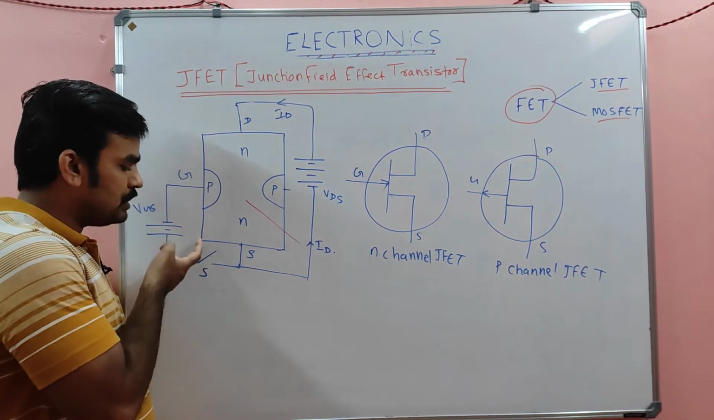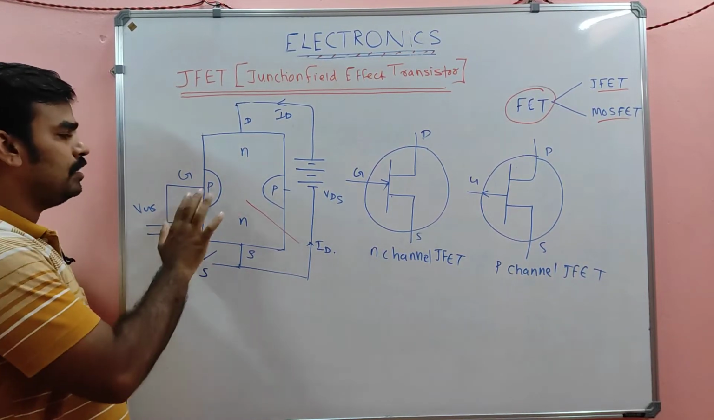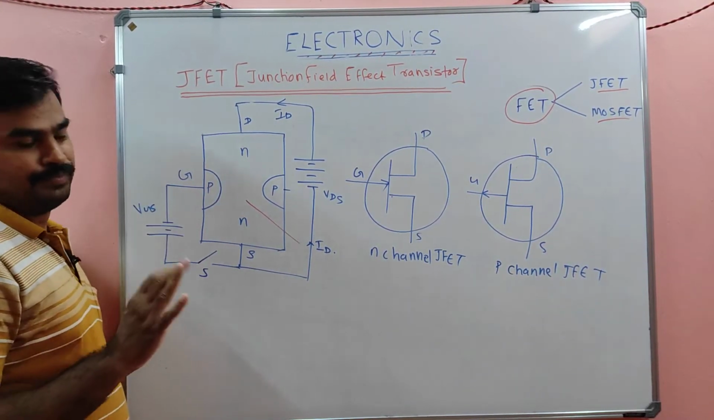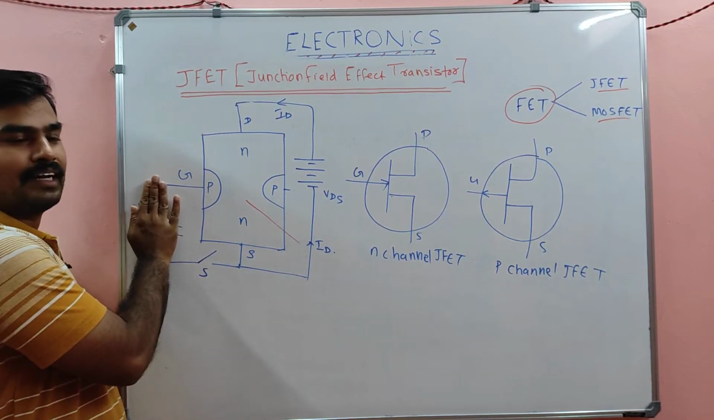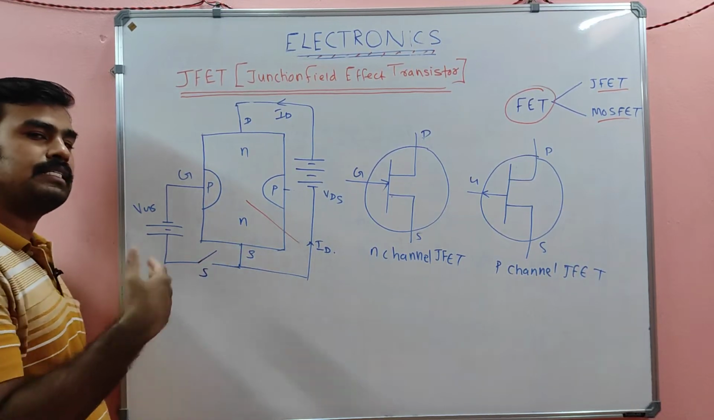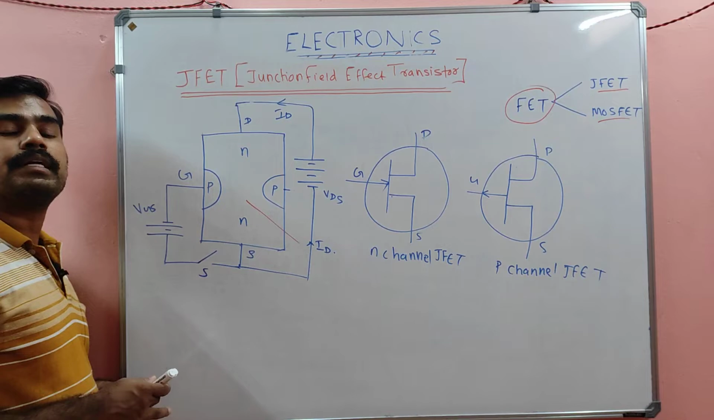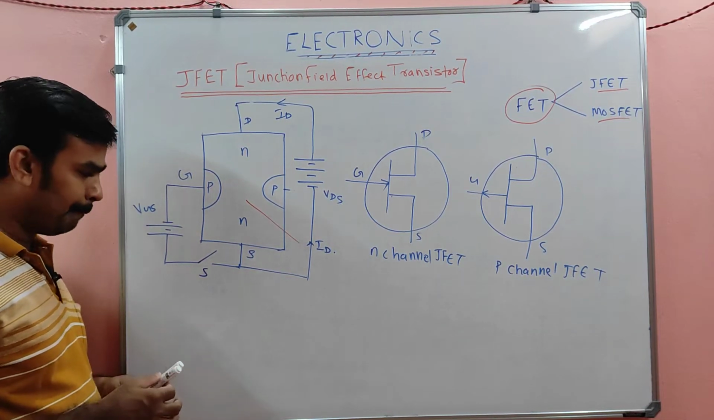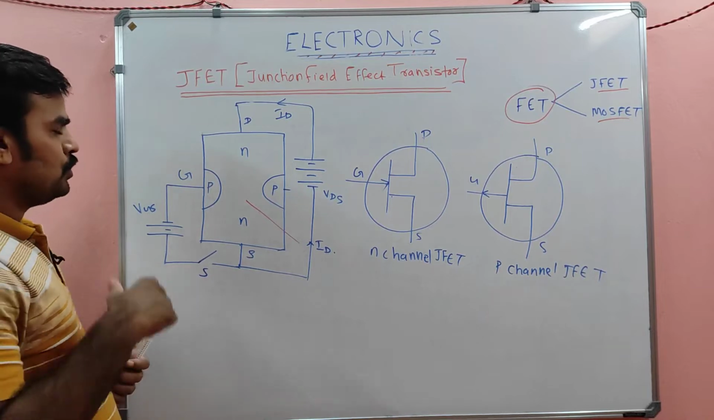There is a switch S. Initially the switch is in open position, so that this VGG will not be here in the gate. Initially S will be open, so that there will not be any connection to gate and source. That means gate to source voltage is simply 0 volt initially. Okay. So what happened?